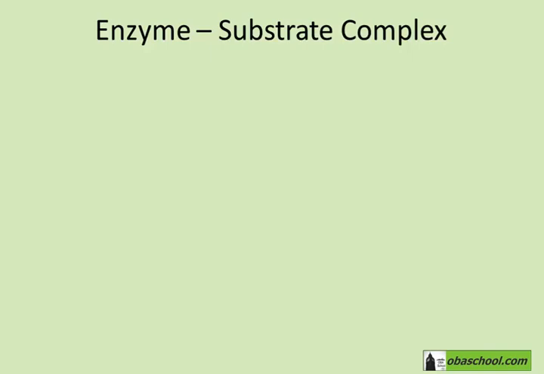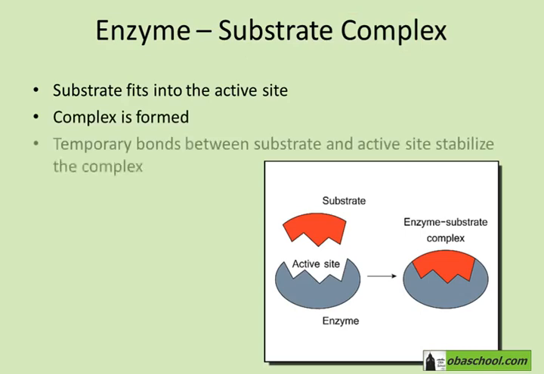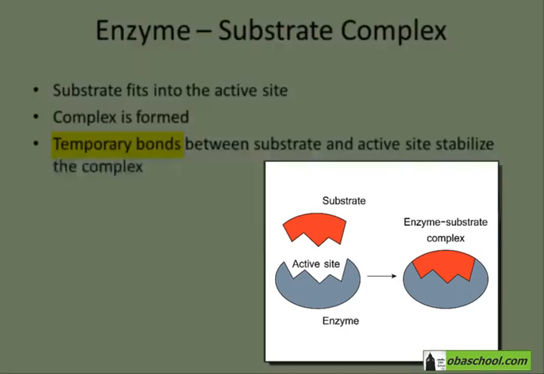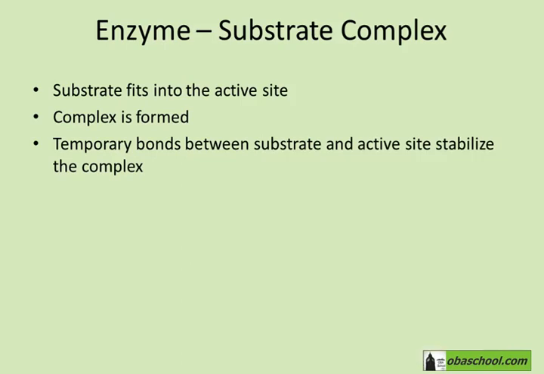So when the substrate binds to the enzyme at the active site, it fits inside of it to form what is known as the enzyme-substrate complex. When the enzyme-substrate complex is formed, it is stabilized by temporary bonds in order for the enzyme to perform its action on the substrate, and then the substrate leaves after the reaction is completed. And of course, the enzyme is unchanged here.